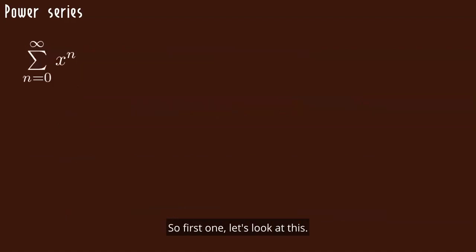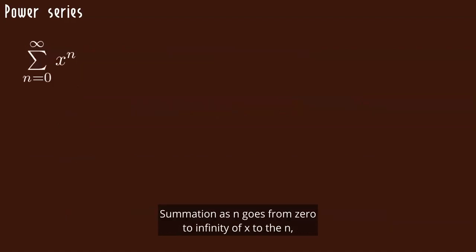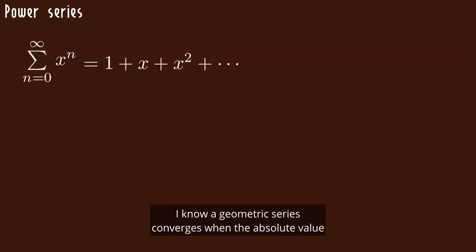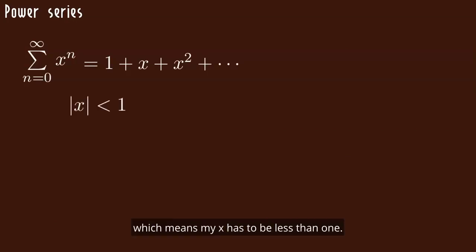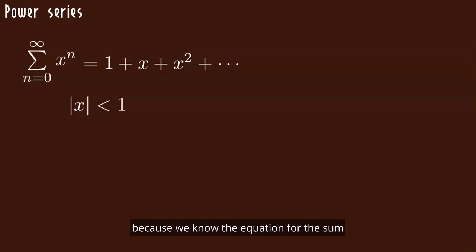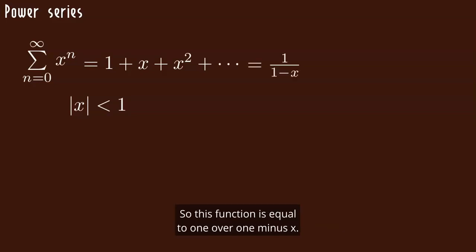So first one, let's look at this. Summation as n goes from 0 to infinity of x to the n, which is just 1 plus x plus x squared plus yada yada yada. So this is a geometric series. I know a geometric series converges when the absolute value of r is less than 1, which means my x has to be less than 1. Not only that, I can tell you what function this represents because we know the equation for the sum of a geometric series. The first term, 1, over 1 minus r, which in this case is x. So this function is equal to 1 over 1 minus x.